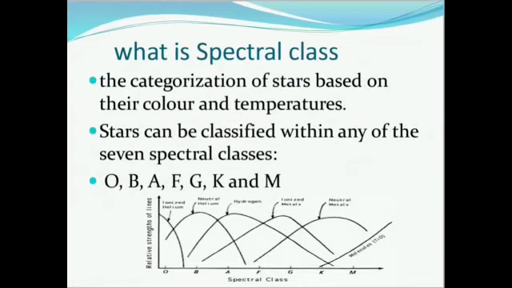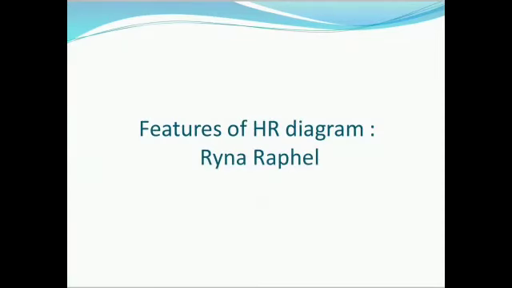And before knowing more about HR diagram, we should have a basic idea on spectral class. Spectral class refers to the classification of stars based on their colors and temperature. O, B, A, F, G, K and M are the 7 spectral classes. O is the hottest type and M is the coolest. Now for more details on HR diagram, let's move on to Raina's presentation.